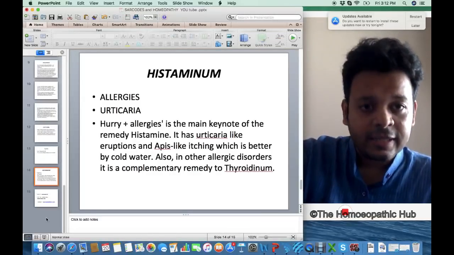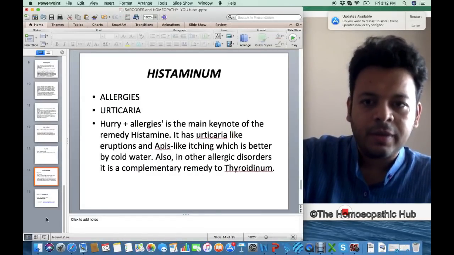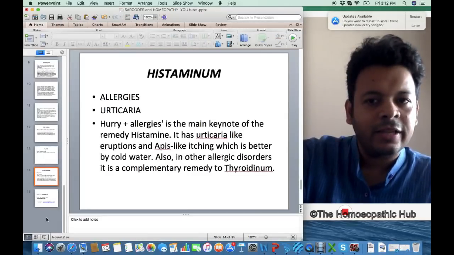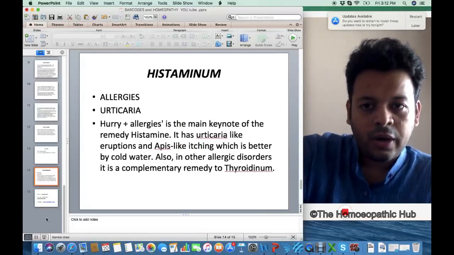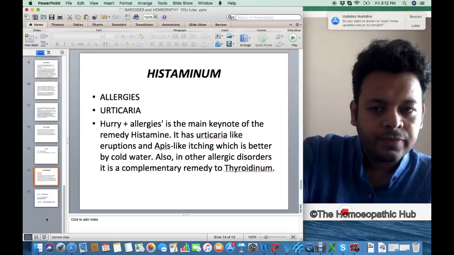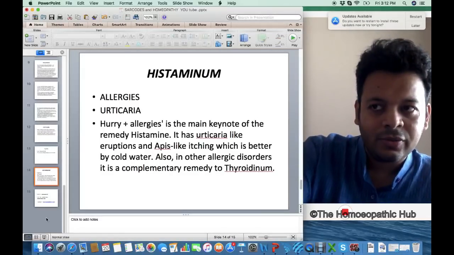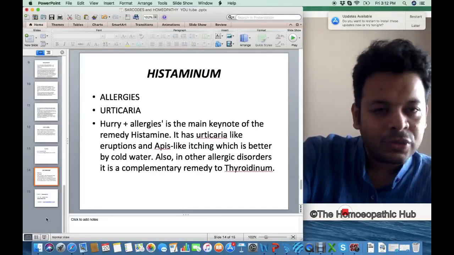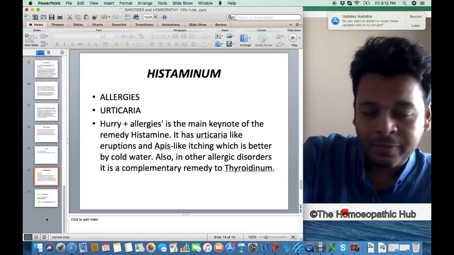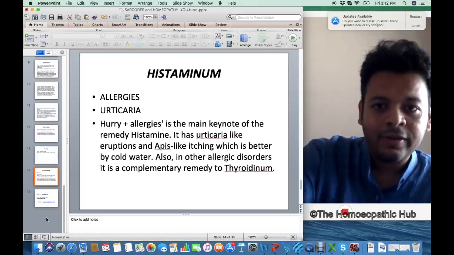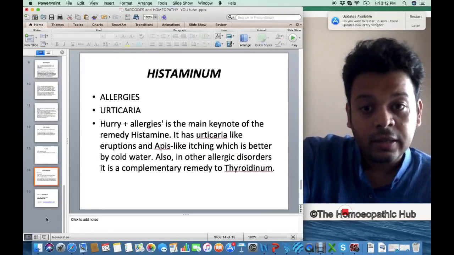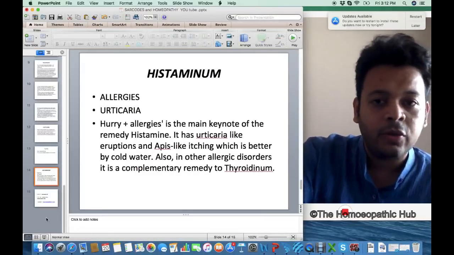Another remedy is Histaminum. I like to call Histaminum the fast apis, which means there is a lot of hurry, impatience. They can't wait. If you see your patient who's in the follow-up, who's waiting, and his time is going to come up to 5 minutes, but they can't wait, and the patient just goes away because he can't wait, think of Histaminum. It has urticaria like that of apis, better by cold water.